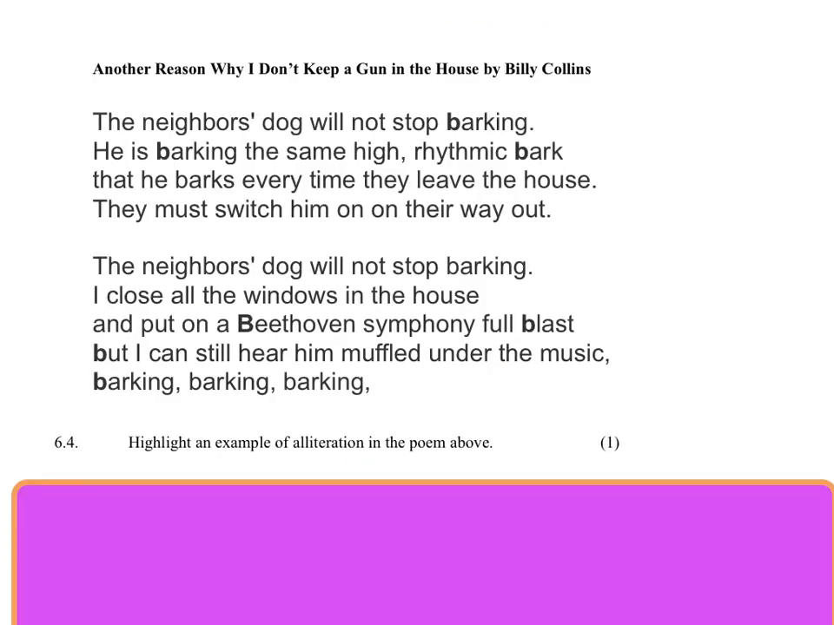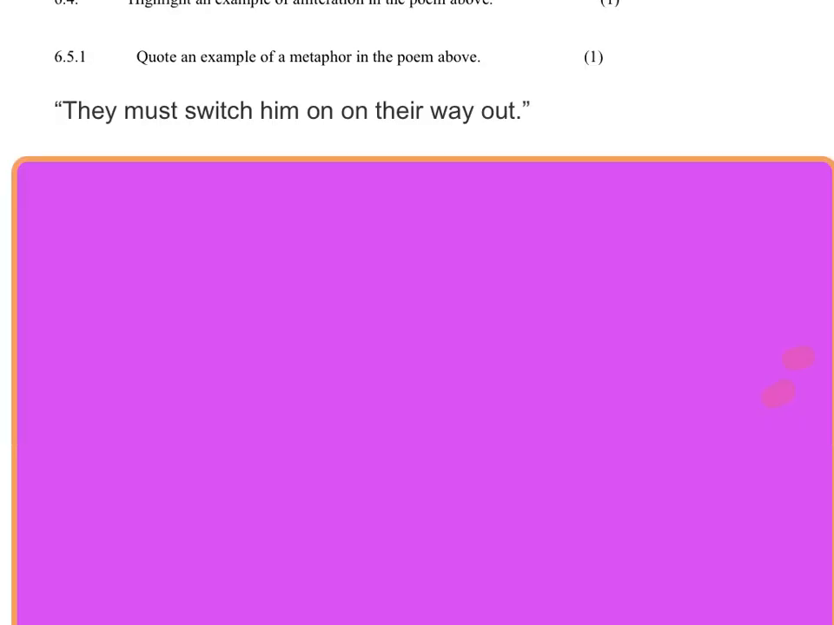I've highlighted some examples of alliteration here. You might have something different, but the main one I saw was the b sound. So the b, b, b, b, and you might have noticed that there can be lots of words in between, but it's still alliteration. Even though there's words in between the b words, it still counts. Then here it says, quote an example. Quote means you copy it exactly with quotation marks. So you couldn't get full marks for that unless there were quote marks.